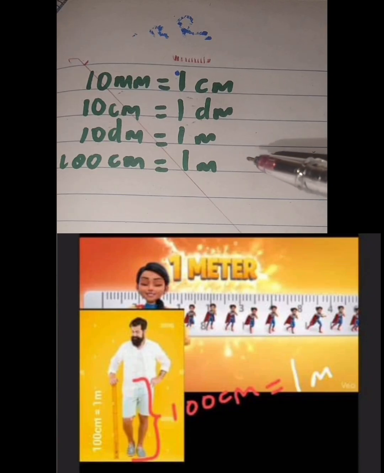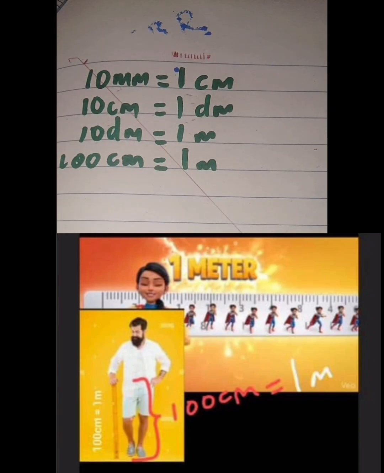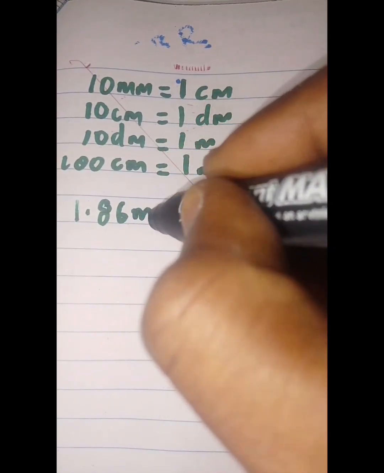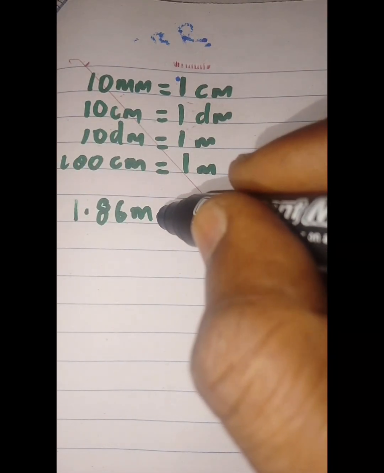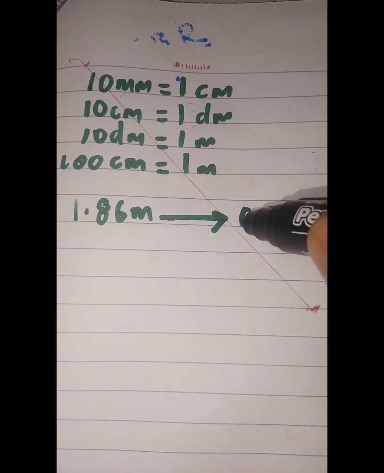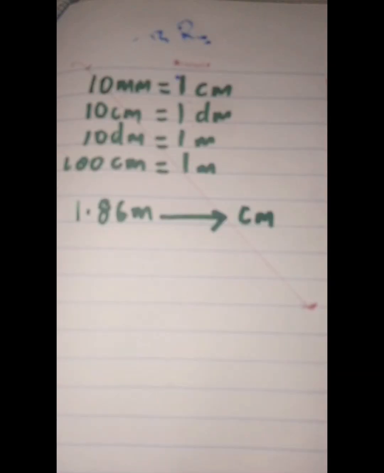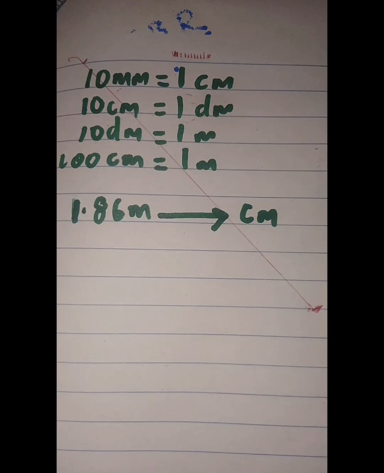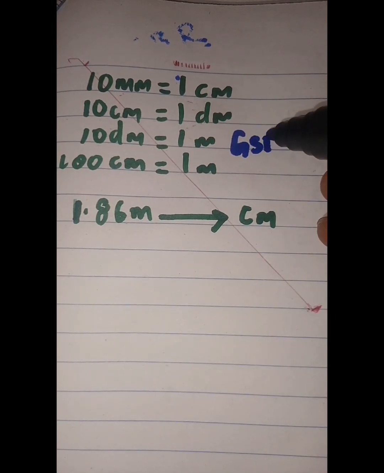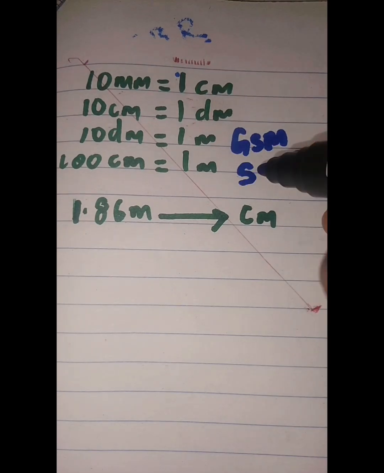Now, the question says convert 1.86 meters to what? Centimeters. So the first step is to write it down, an arrow, 1.86 meters to centimeters. There is a trick we keep ourselves abreast with: GSM and SGD.